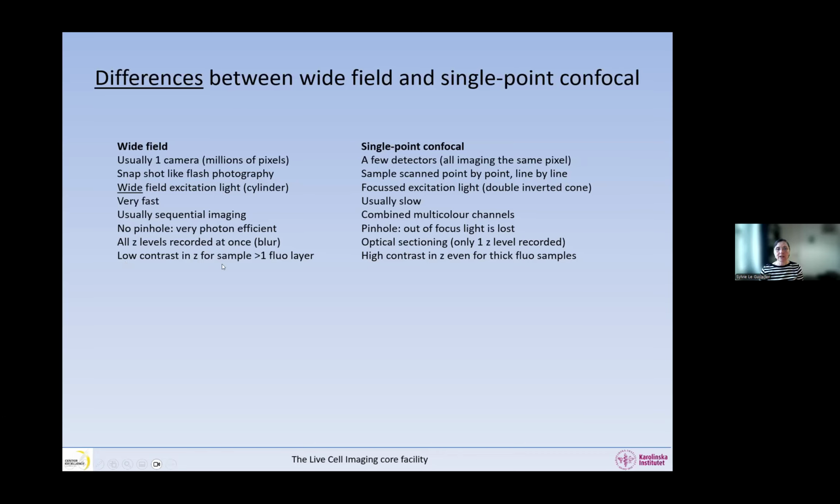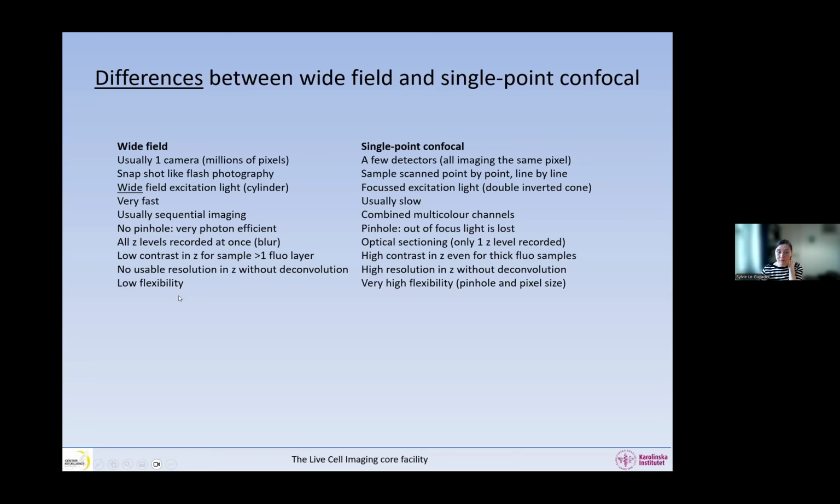On the wide field system, if your sample is a little bit thick, even one cell layer, you will get a lower contrast just because you get fluorescence from different Z levels. Whereas in a single point confocal, you get a high contrast because we throw away the light that comes from everywhere else, and we get high contrast even in thick samples. That means that the resolution of the objective can be fully used on a single point confocal, but not fully used on a wide field system. And that is if we have a slightly thick sample.